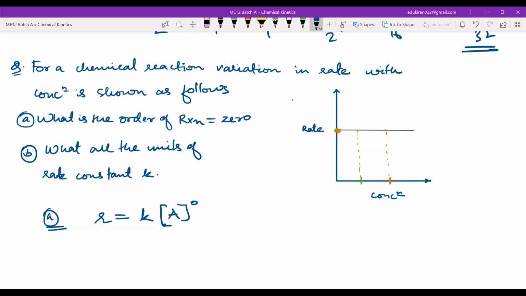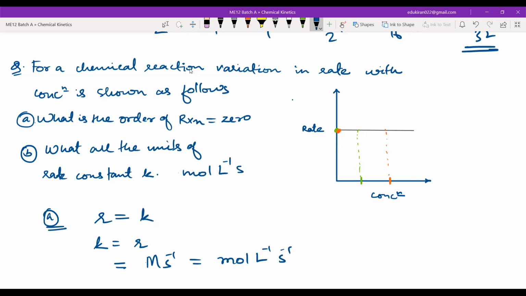Now, what are the units of K? Since the concentration has the power 0, this will get eliminated, right? Anything to the power 0 is equal to 1. So K will be equal to rate. That means the units of rate constant will also be equal to the units of rate. And what is rate? Rate is concentration per unit time or molarity per second, which you can write as moles per liter per second. So these are the units, mole per liter per second.